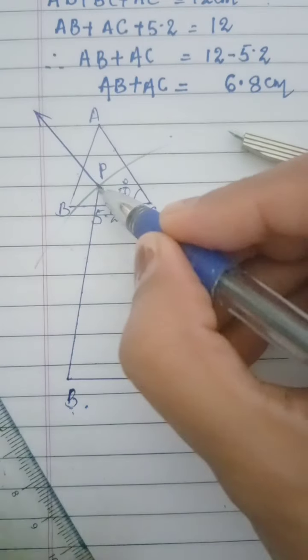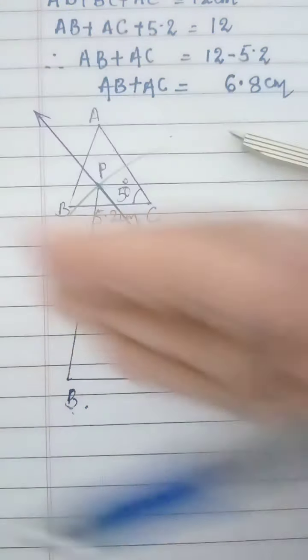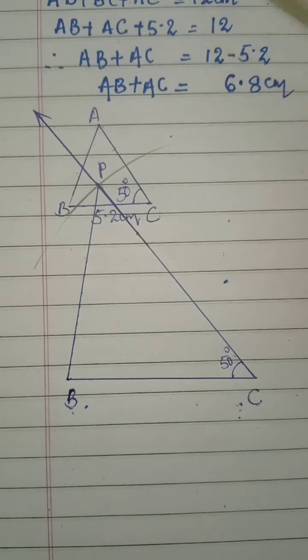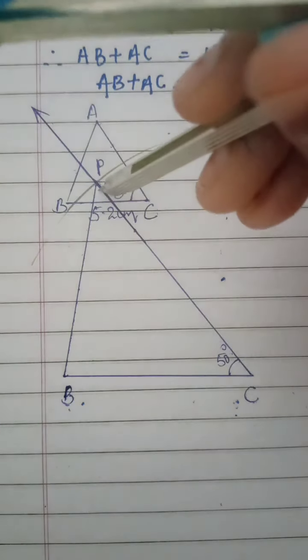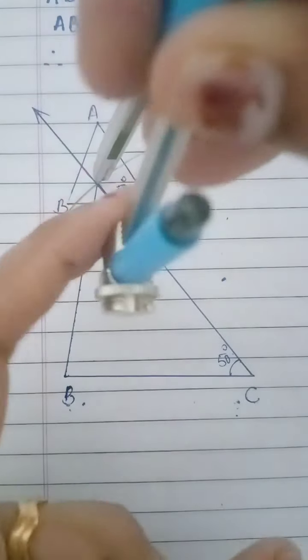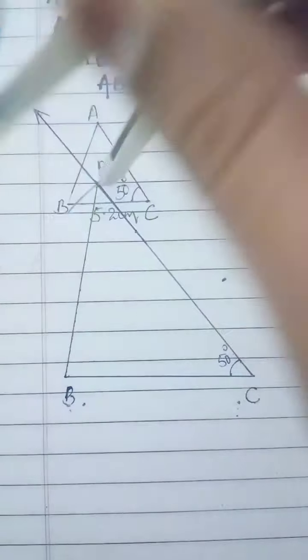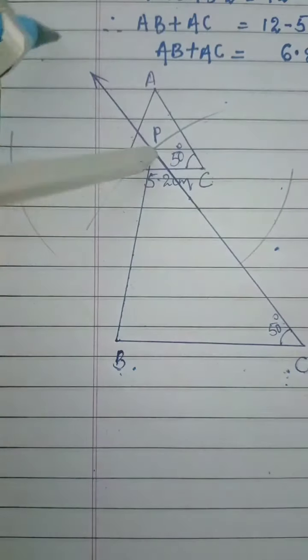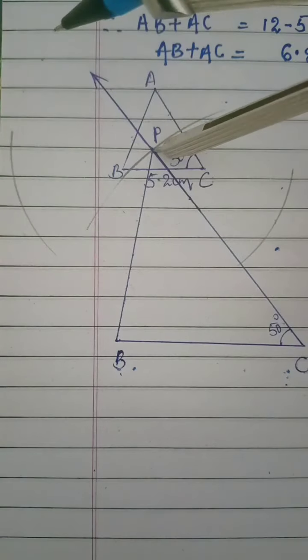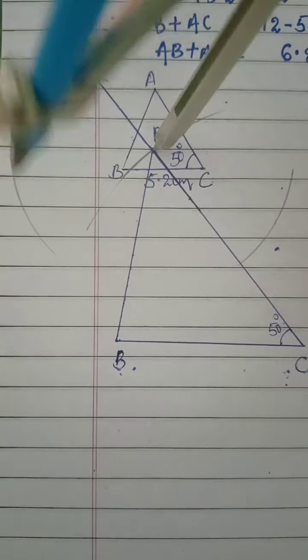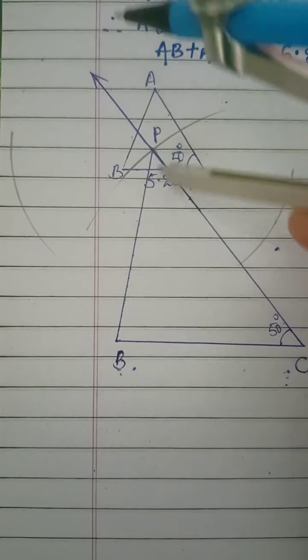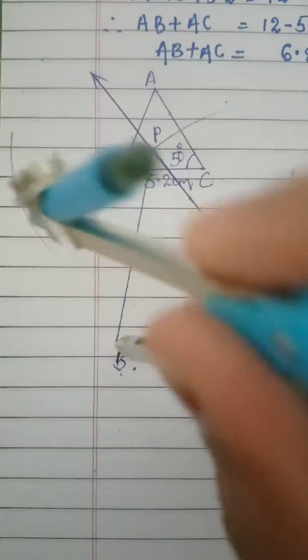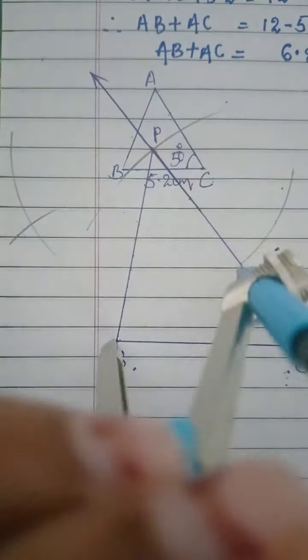Now you will draw the perpendicular bisector for PB. How to draw the perpendicular bisector? Keep the compass point on P. Take more than half. Draw an arc. One arc up, one arc down. See children, compass point on P, one arc up, one arc down. Then without disturbing, compass point on B, cut the arc.